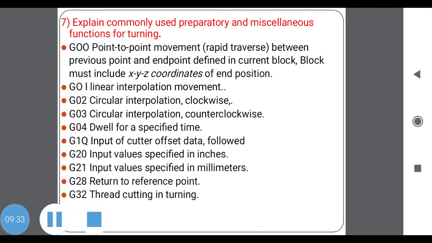G20, input values in inches. G21, input values in millimeters. If you use G20, it is inch; G21 is millimeter.